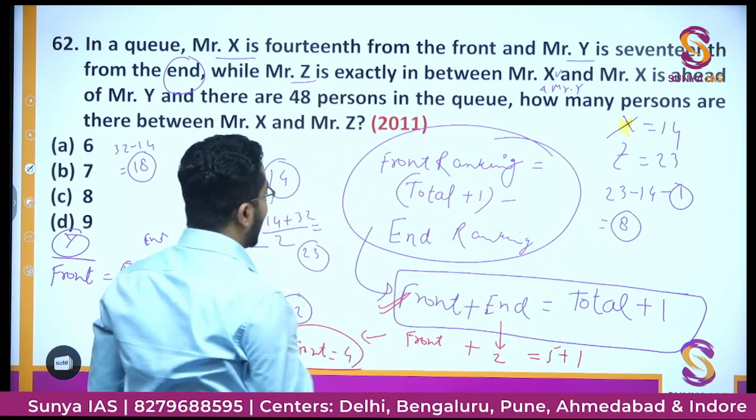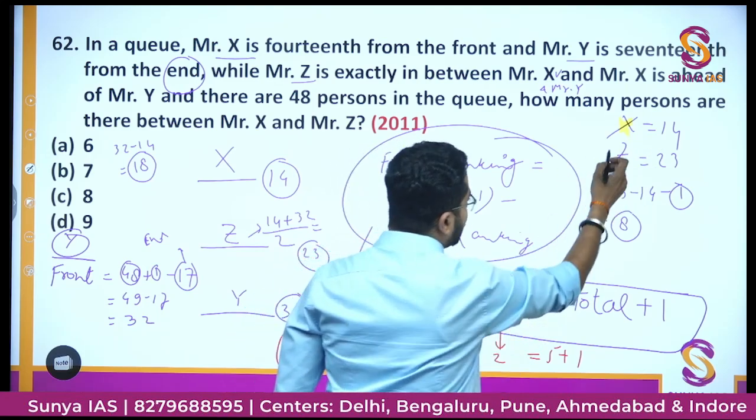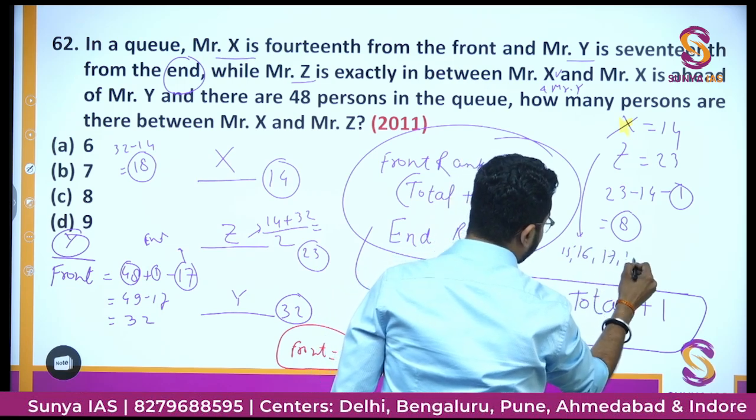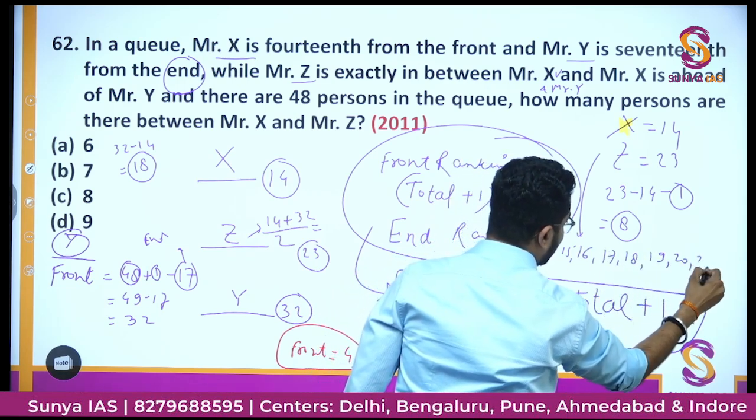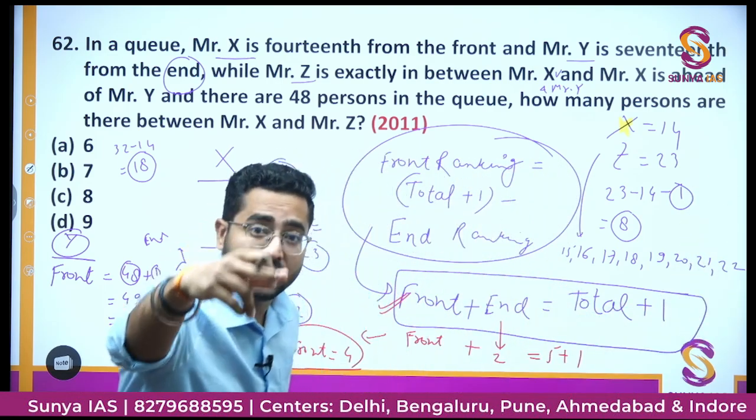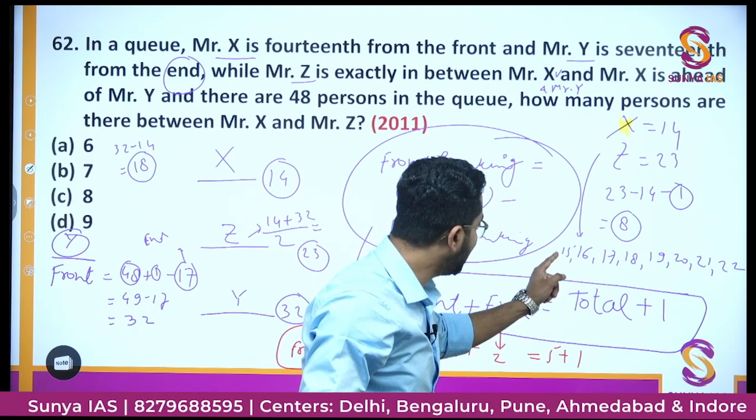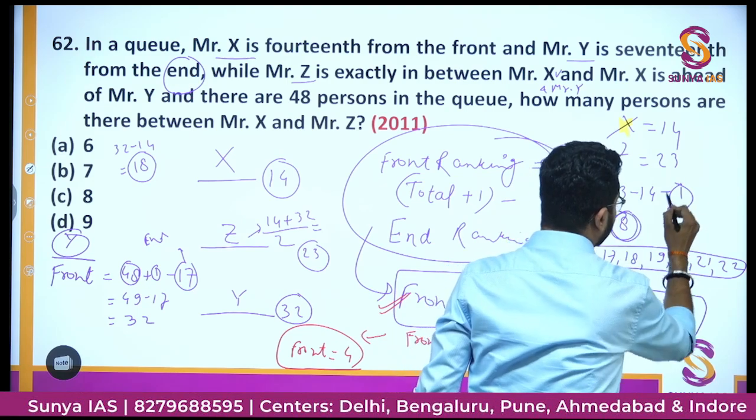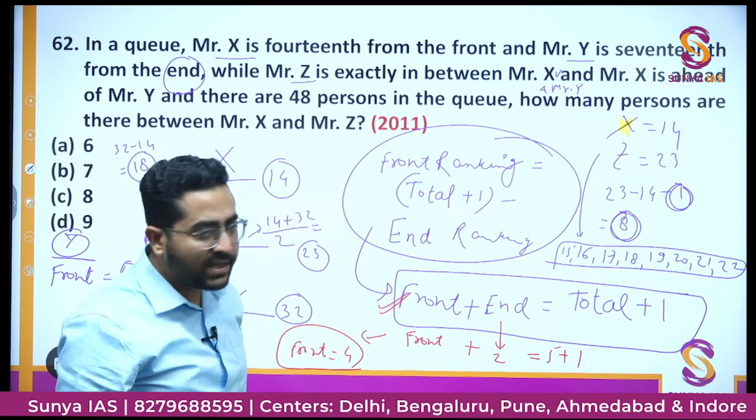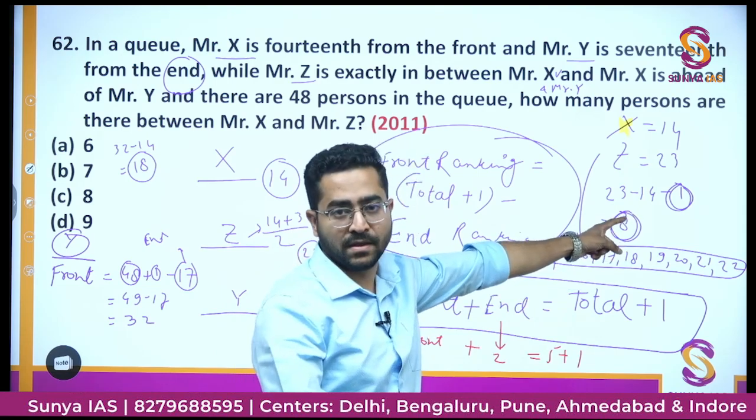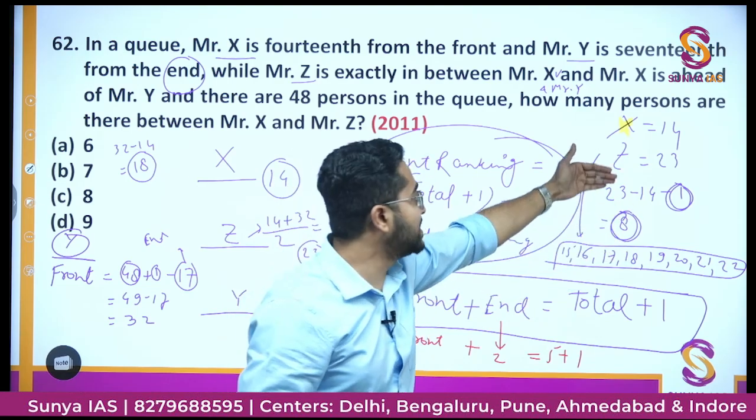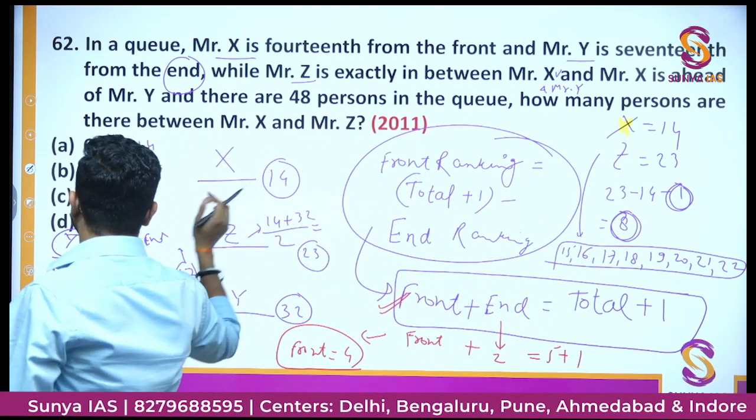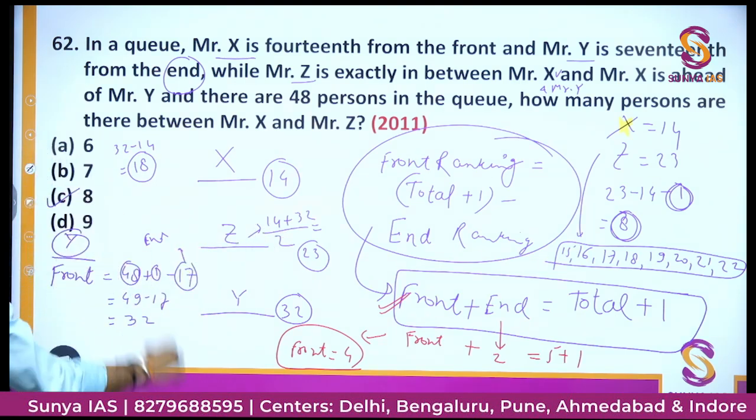Or we can do it like this: if X is at 14th and Z is at 23rd, which numbered students will be in between? 15th, 16th, 17, 18, 19, 20, 21, 22 and not 23, because 23 is Z. So how many students are there? 1, 2, 3, 4, 5, 6, 7, 8. Or simply like this, here this minus 1 is mandatory and you need to understand why I did this minus 1, because Z will also be counted if we subtract these two. Right? So how many students are there between Mr. X and Mr. Z? 8. So the answer will be option C, option 8.